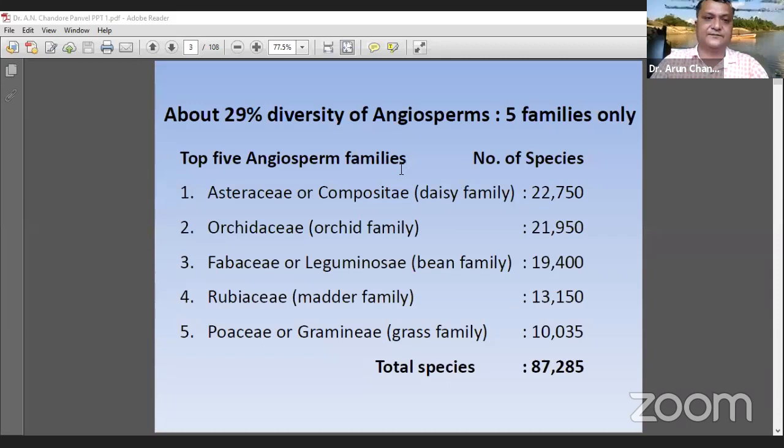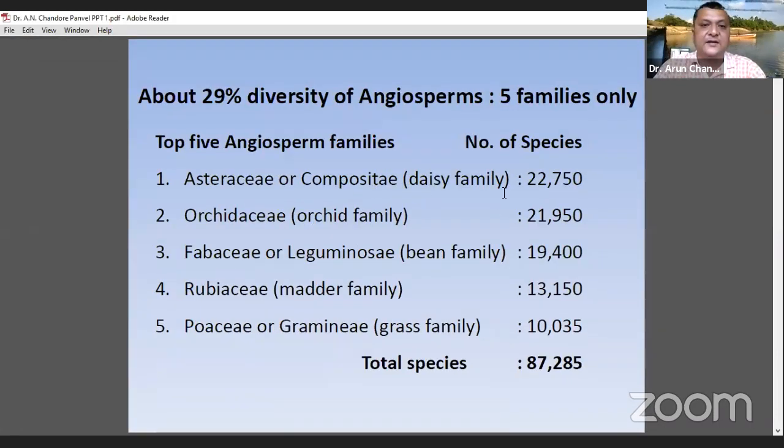Today, I am focusing only on angiosperm diversity because it is a very vast group, and you see these 5 families. Out of 3 lakh species, 5 families cover 29% of angiosperm diversity. Here Asteraceae is dominant with about 22,750 species, followed by Orchidaceae at second number with near about 21,950 species. Then Fabaceae with about 19,400 species, Rubiaceae at fourth number with 13,150 species, and Poaceae at fifth number with 10,035 species.